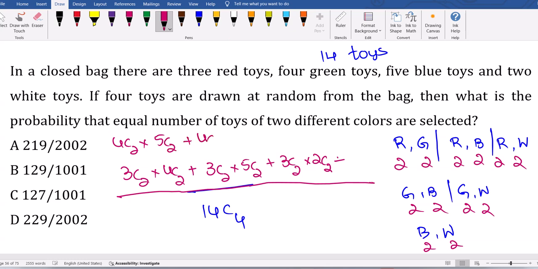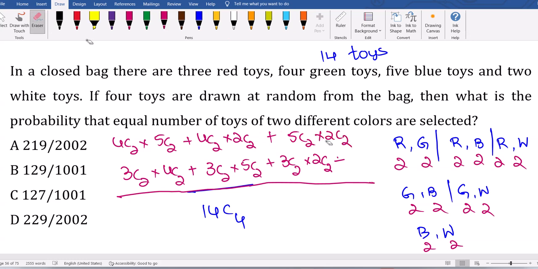Or 2 from green, 2 from white. Or 2 from blue, 2 from white. Equal colors are required. All things are mentioned here. Numerator and denominator, if you focus.